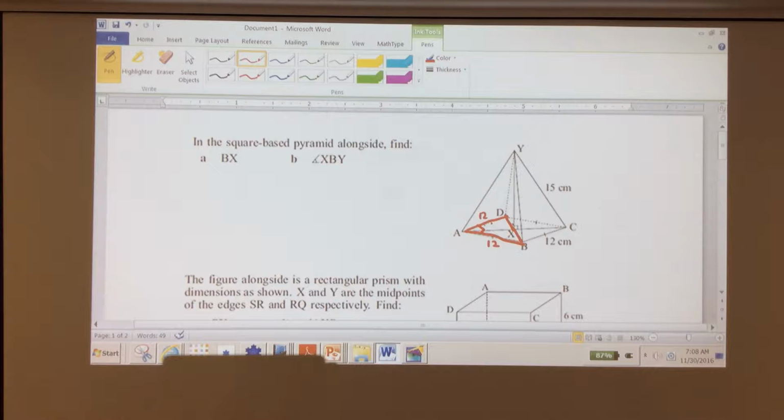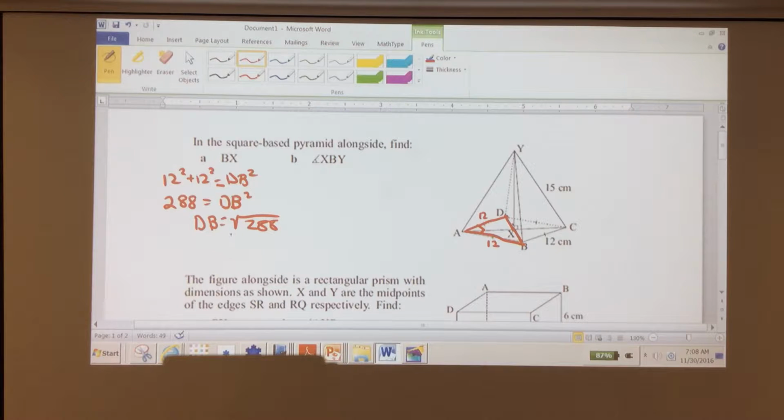So to find DB or BD, we're going to use the Pythagorean theorem. So 12 squared plus 12 squared equals DB or BD squared. 12 squared plus 12 squared is 288, equals DB squared. So DB equals the square root of 288.